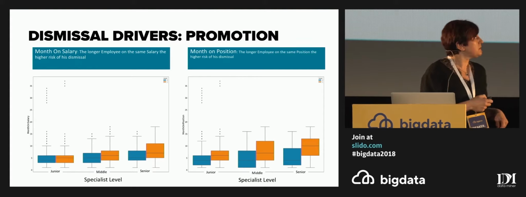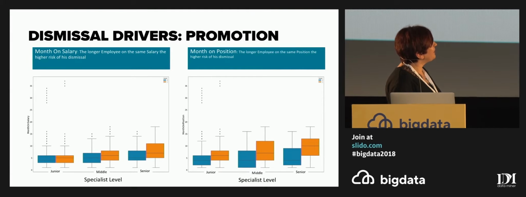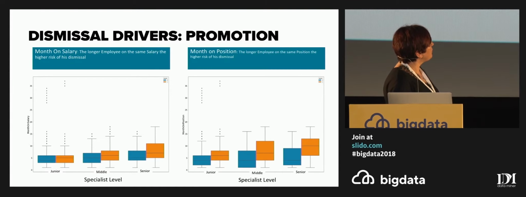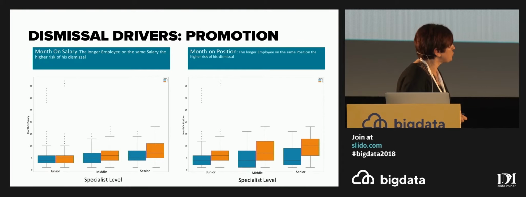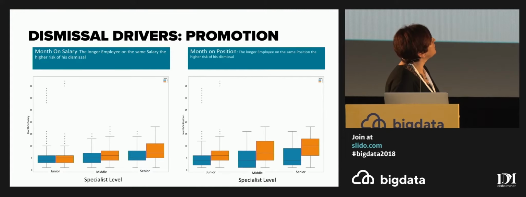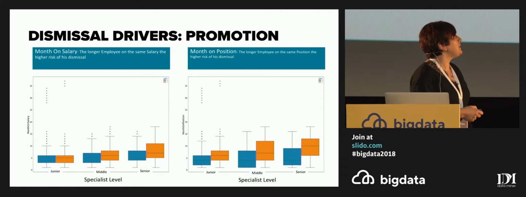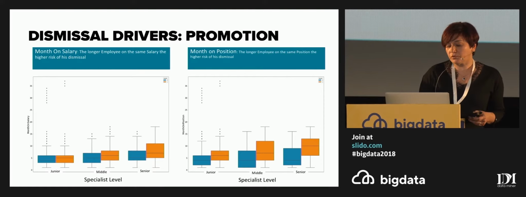So we can see that there is a fairly clear dependency for employees of junior, middle, and senior levels in the context of months on salary and months on position. The longer an employee stays in the same position or at the same salary, the higher the risk of his dismissal.